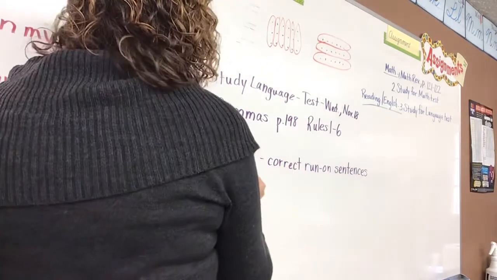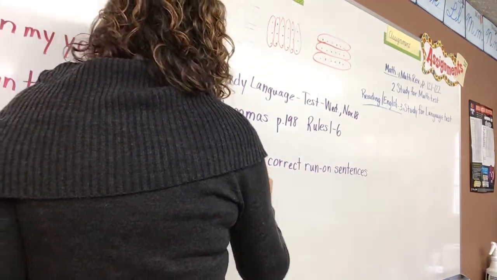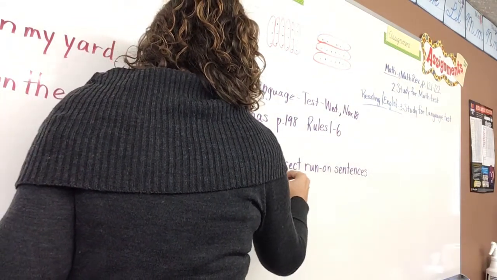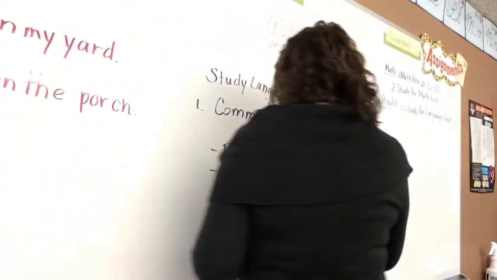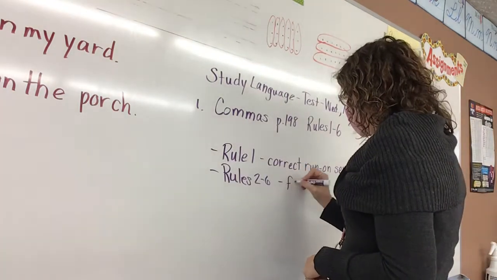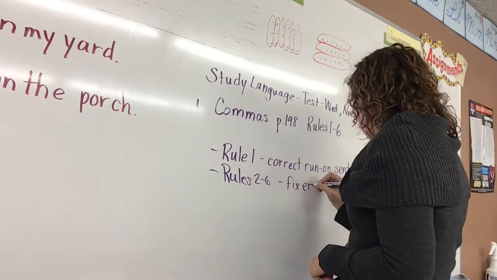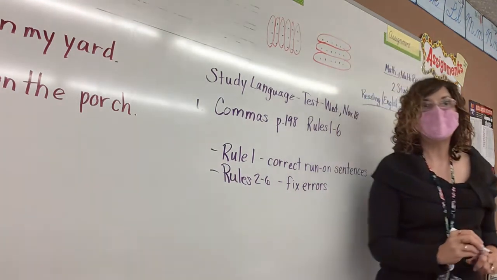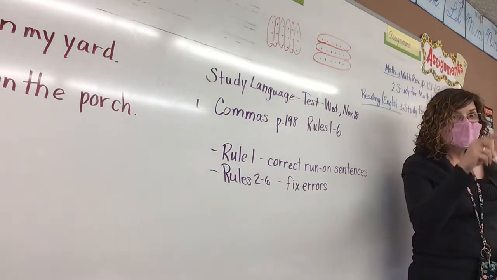And then rules 2 through 6, you will need to fix errors in a sentence. In other words, find all the places where they left the commas out. So don't forget to insert.